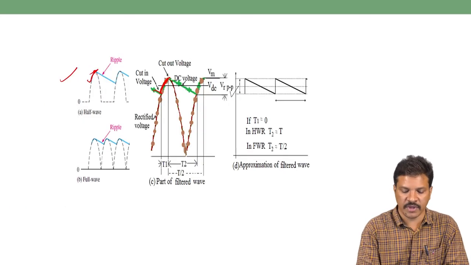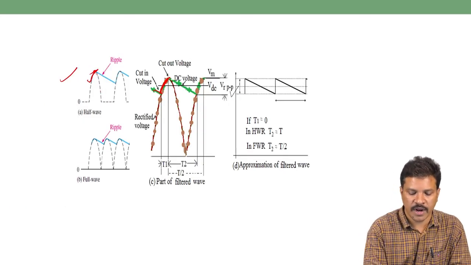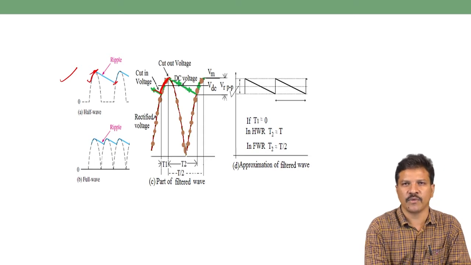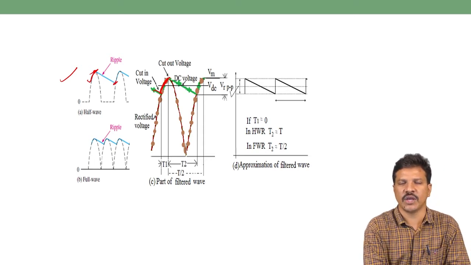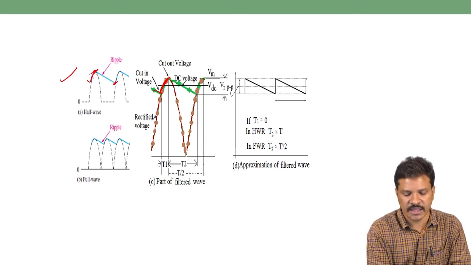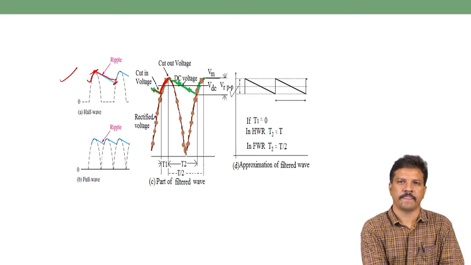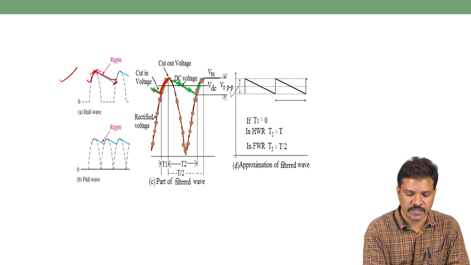This can be shown in the figure. Whenever the dotted waveform goes below this maximum voltage, until it reaches a significant voltage at which the PN junction diode gets forward biased, the capacitor will be discharged.